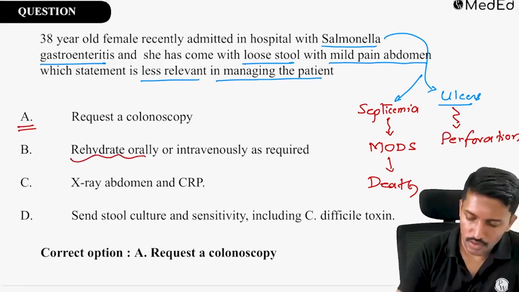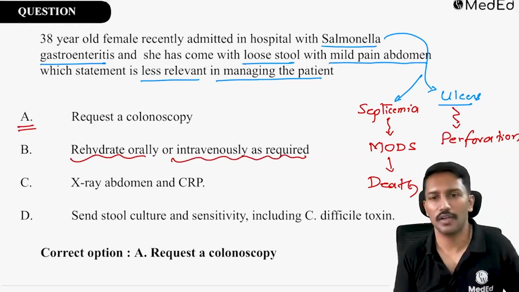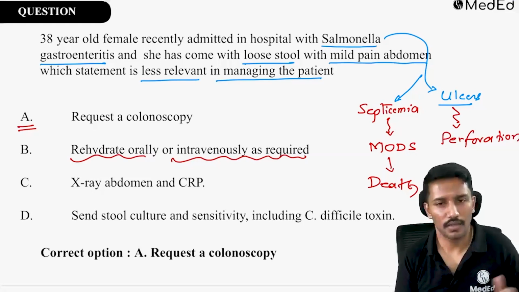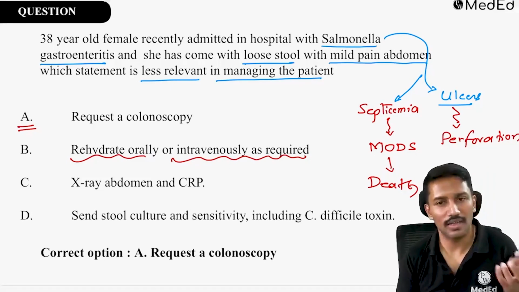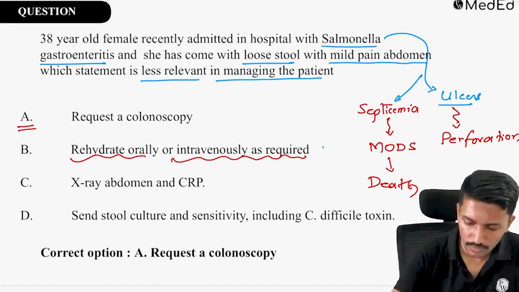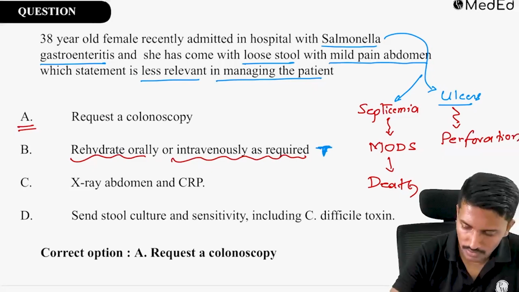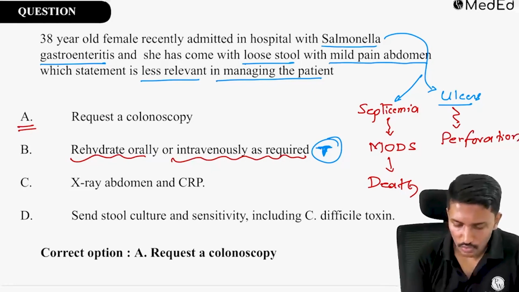Rehydrate patient orally or intravenously as required. Yes, salmonella patients have fever. They will be dehydrated because they have diarrhea. They will be sweating profusely. So they will require fluid replacement. Depending on the degree of dehydration and patient tolerance, you can give either orally or IV. So this is certainly a true statement. Okay. Now I will come to option C later. Let us also look at option D.